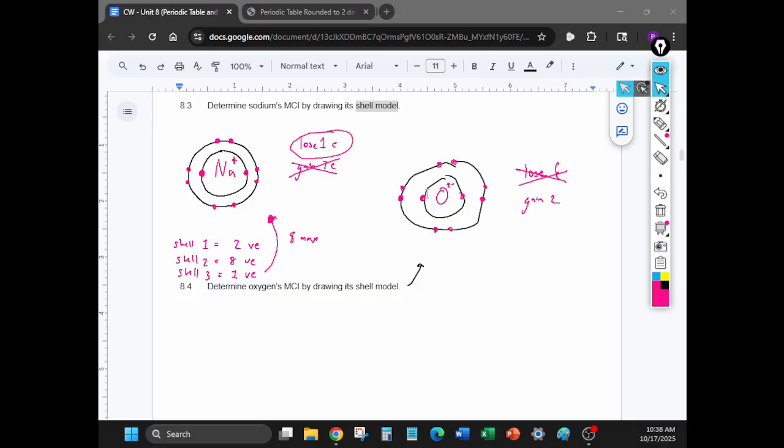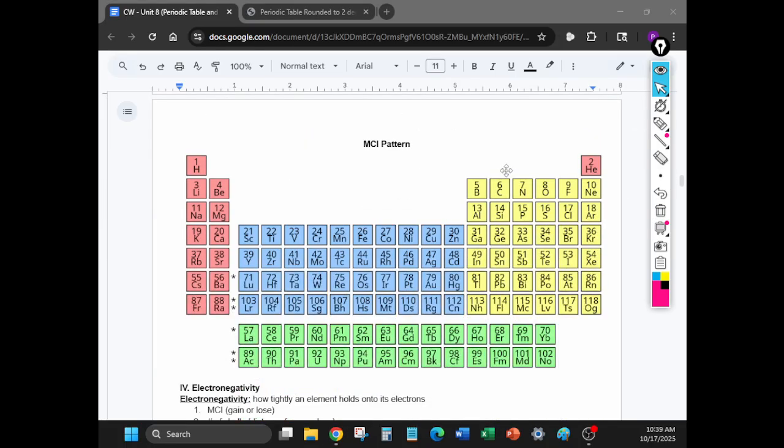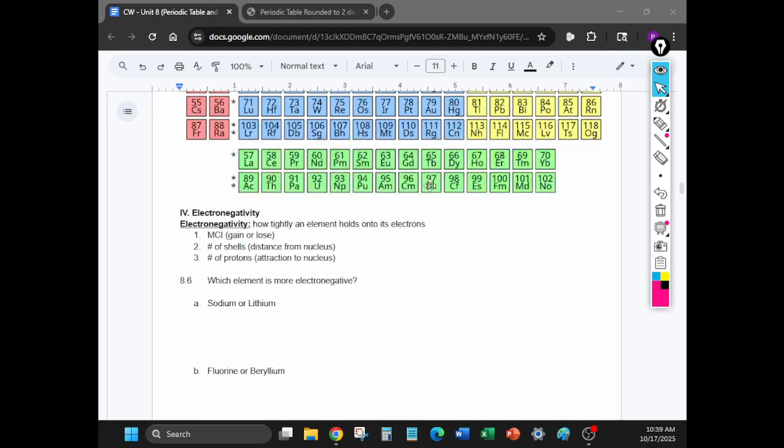Any questions on that? Okay, we're just connecting shell models with most common ion. All right, let's move on. So we talked about the pattern, the +1, +2, +3, so we're not going to go over that.